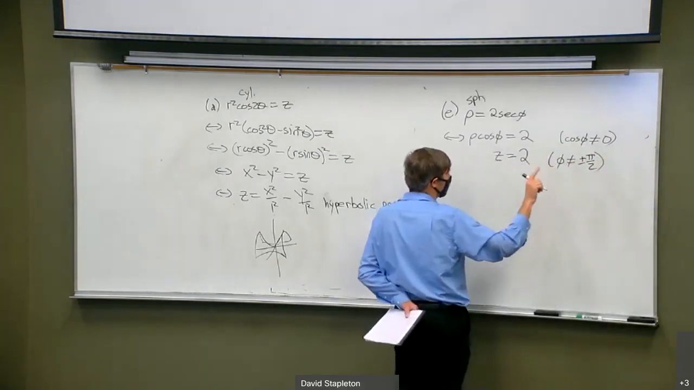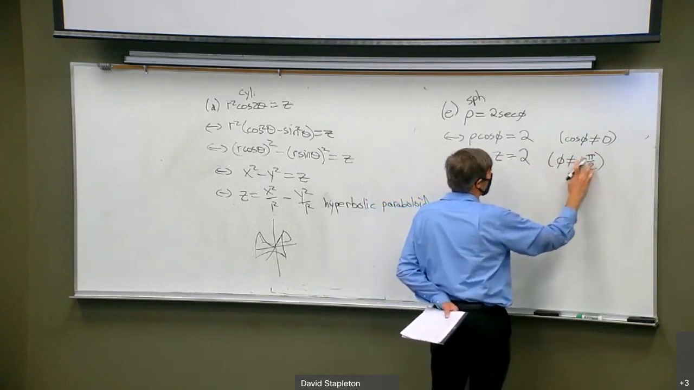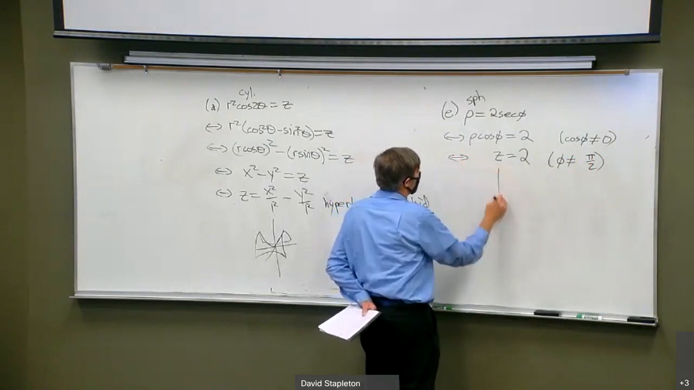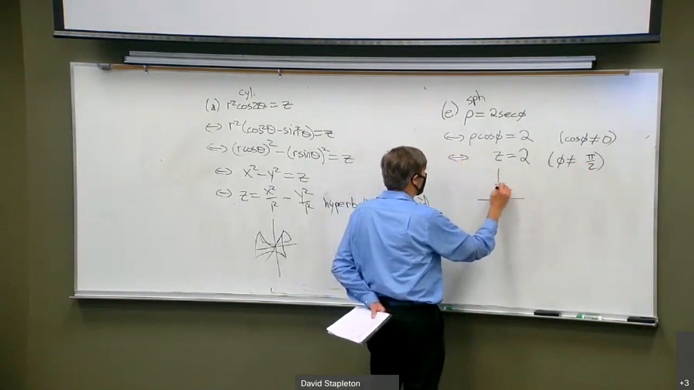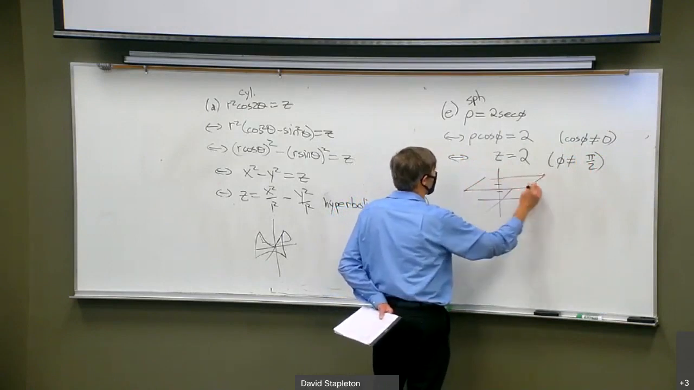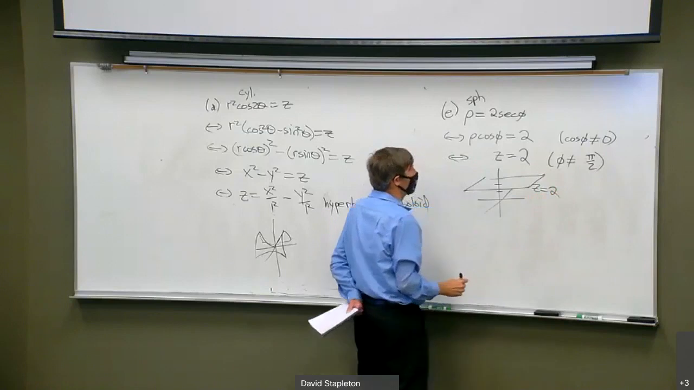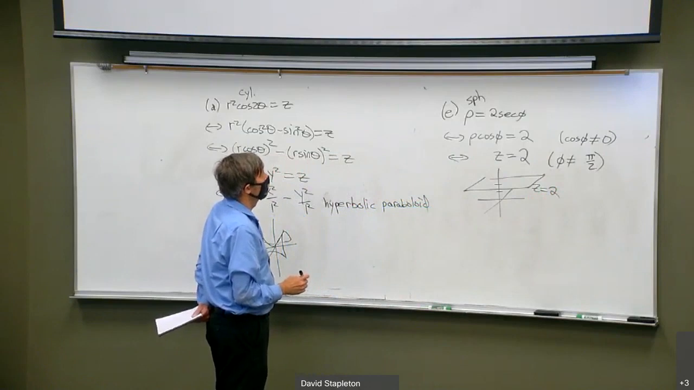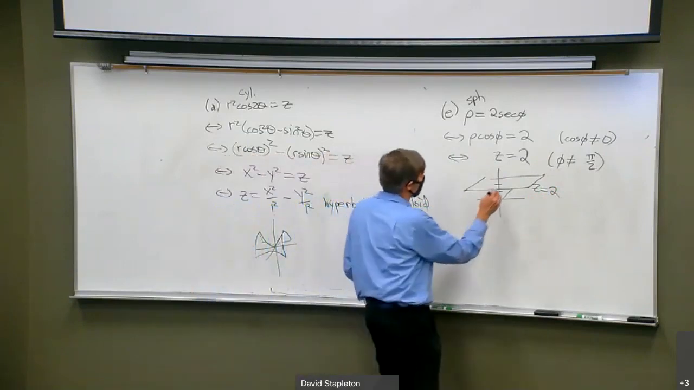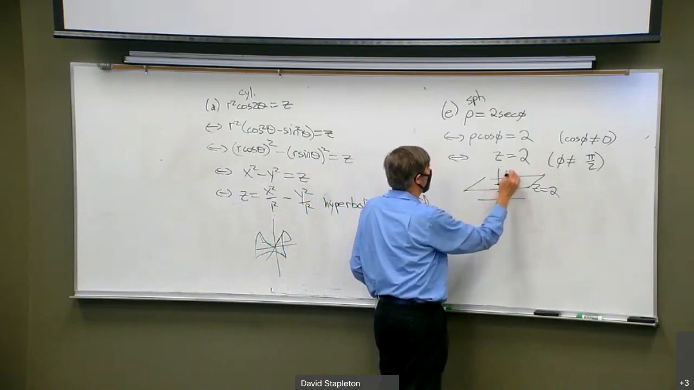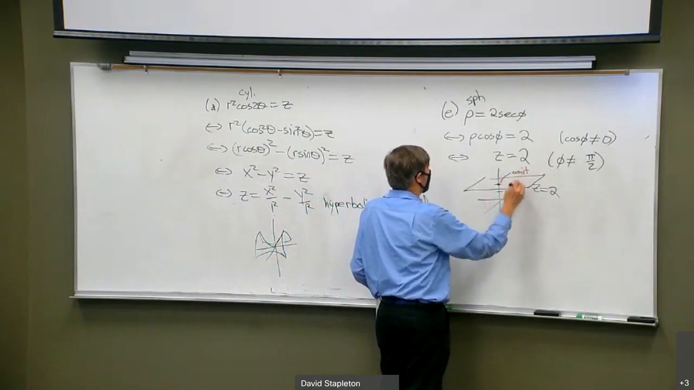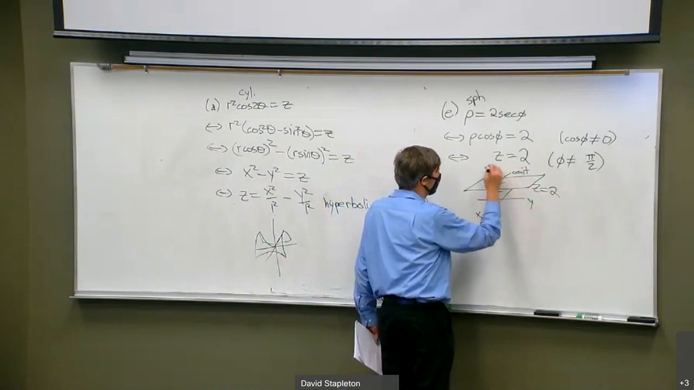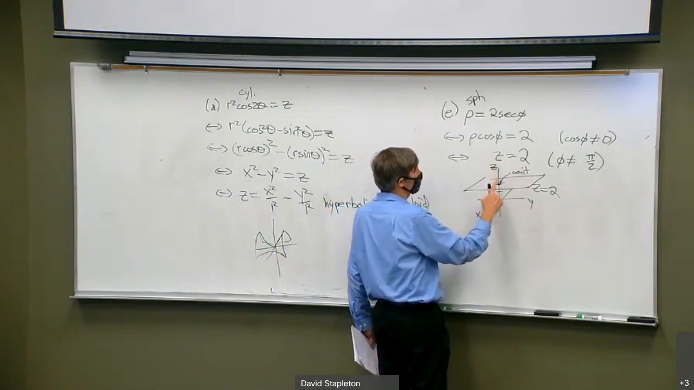Phi can only go between 0 and pi. It's not equal to pi over 2. Phi can only go from 0 to pi. So it is the horizontal plane z equals 2. Except there's one point taken out, is the function. At this one point right here.